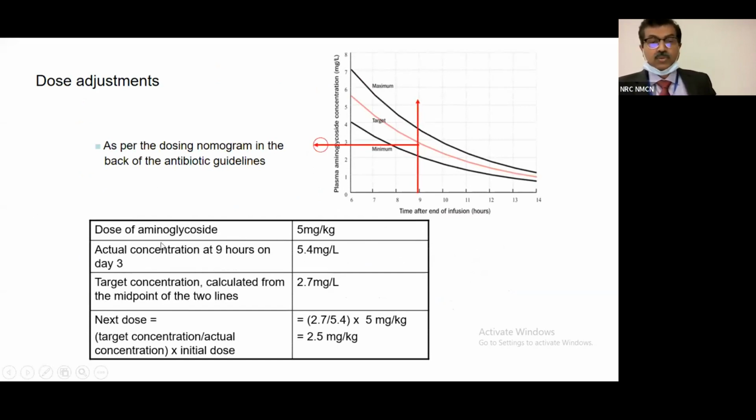Just for example, dose of aminoglycoside is 5 milligram per kilogram on average, actual concentration at 9 hours on day 3 is 5.4 milligram per liter, and the target we want to keep is 2.7 milligram per liter. So when should we give the next dose, that always comes to mind. Target divided by actual into the dose of aminoglycoside. So 2.7 divided by 5.4 will be 0.5. So 0.5 into 5, so 2.5 milligram per kilogram body weight would be the next dose. Thus you can remember something on how to quickly calculate this dose and use it in day-to-day practice.